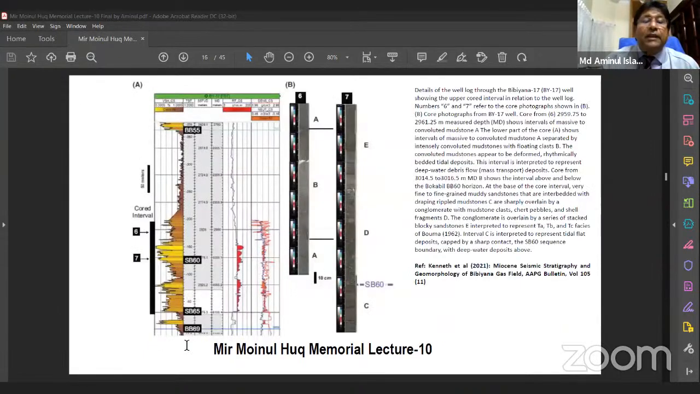So here you can see there's core evidence from Bibiana field, and they call it sequence boundary 60. Above the sequence boundary there is amalgamated or conglomeratic mudstone, followed by some blocky sands. This is like a deep water turbidite sequence, that evidence is there, and the log pattern also indicates it. You can see that from the core to the log, so there is a turbiditic signature here.